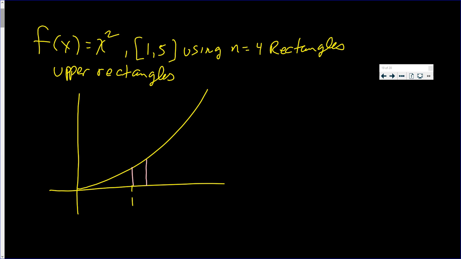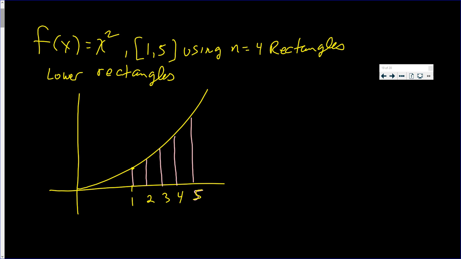That's going to be 1. I just need to draw the top clearly. That's going to be the second, the third, and the fourth. So here is going to be our 5. And actually, let us first do lower rectangles. Let us find a lower estimate. So let's number these. That's going to be 2, 3, 4, and 5. Nice numbers.